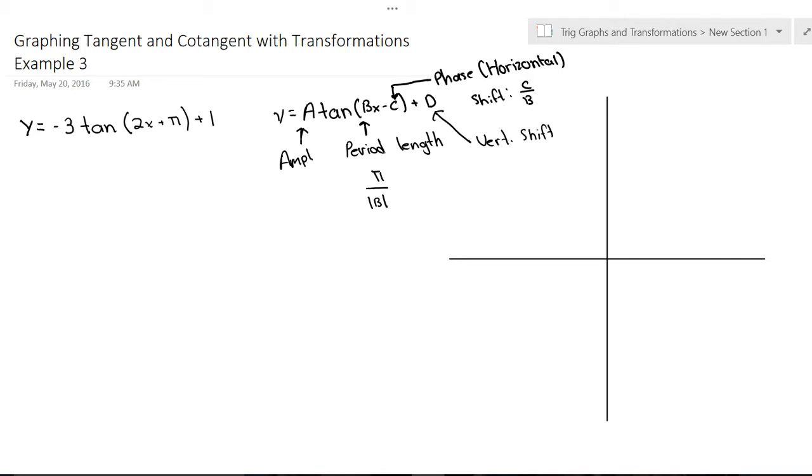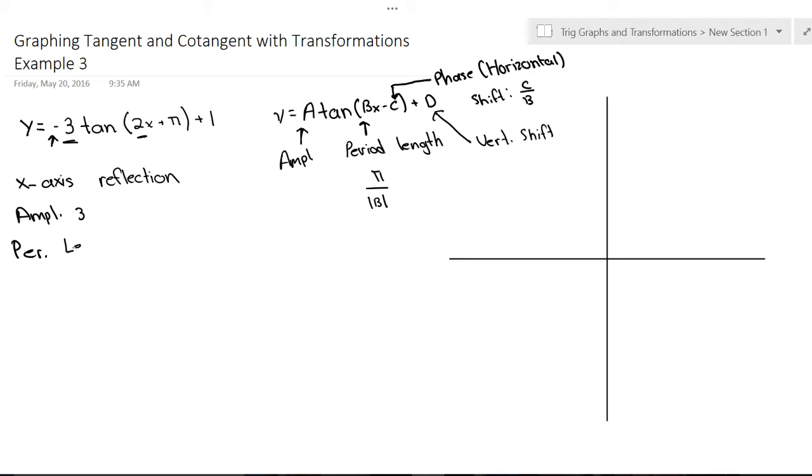So now what I like to do is write down everything we have going on here. First thing I notice is this negative. That's an x-axis reflection, and we're going to have to do that before we do anything else. We've also got an amplitude of 3, because that's right in front of the tangent.